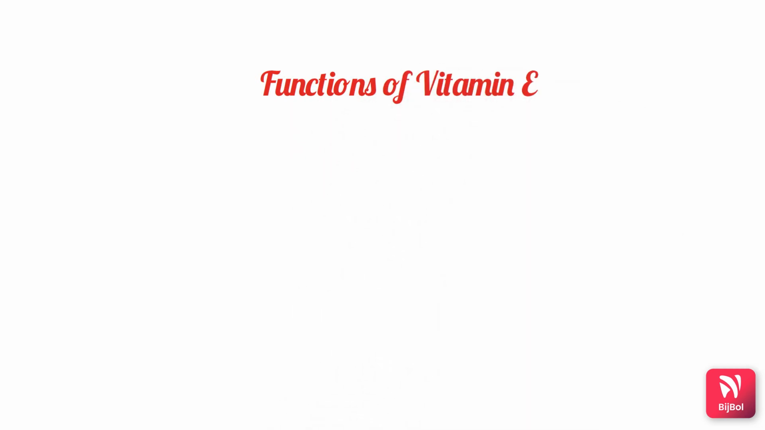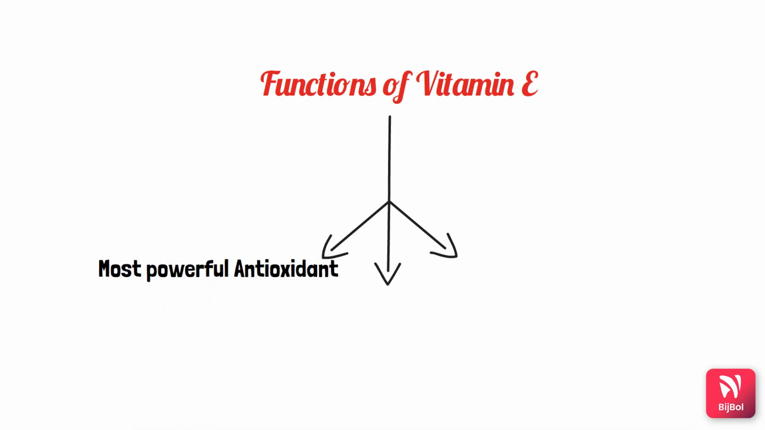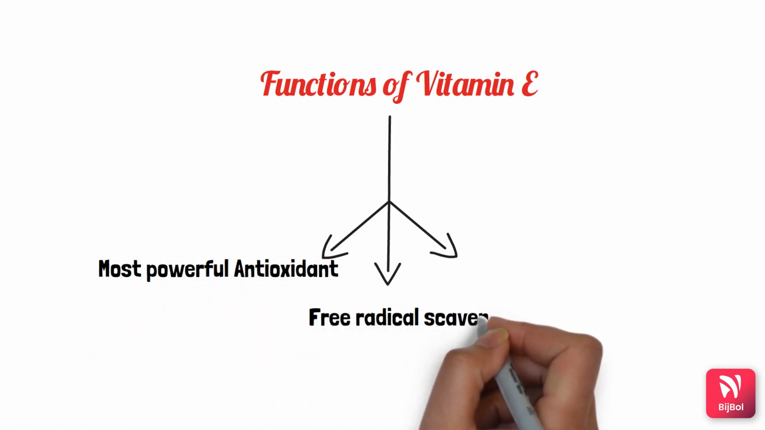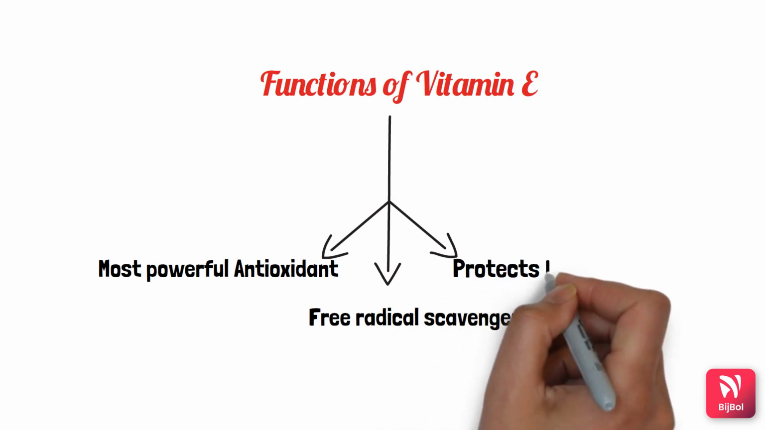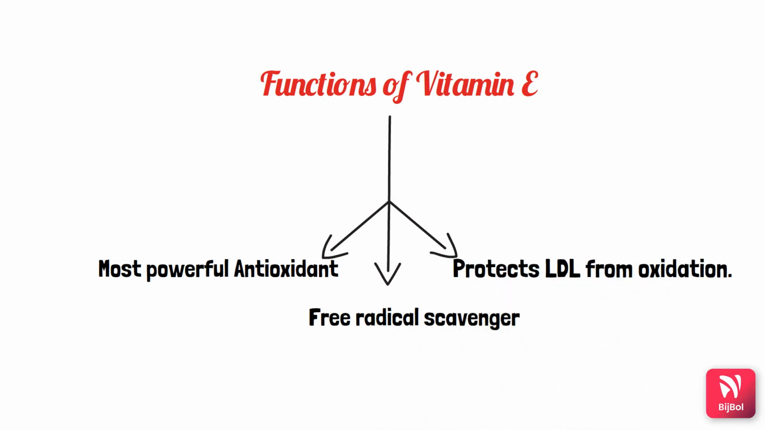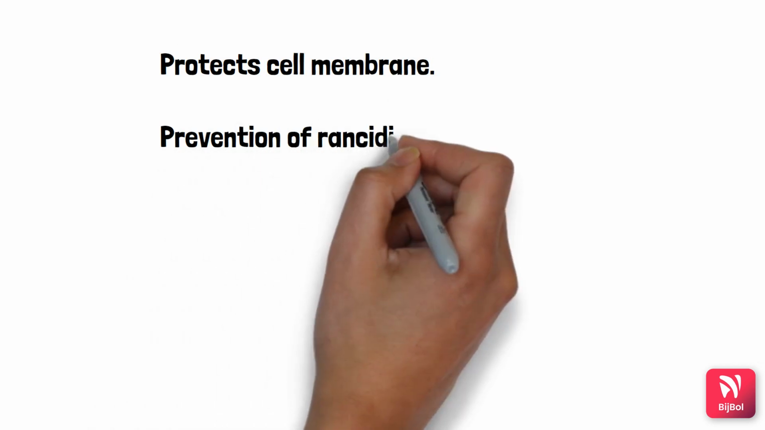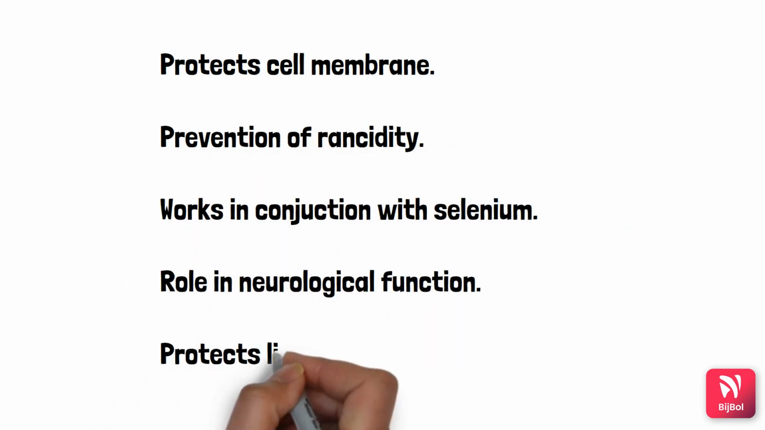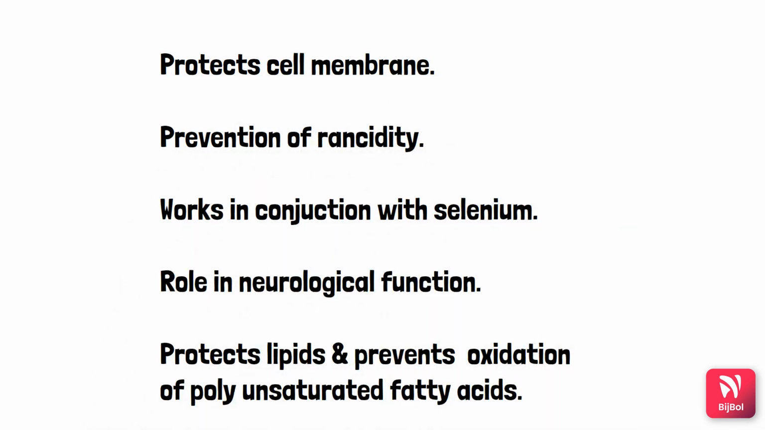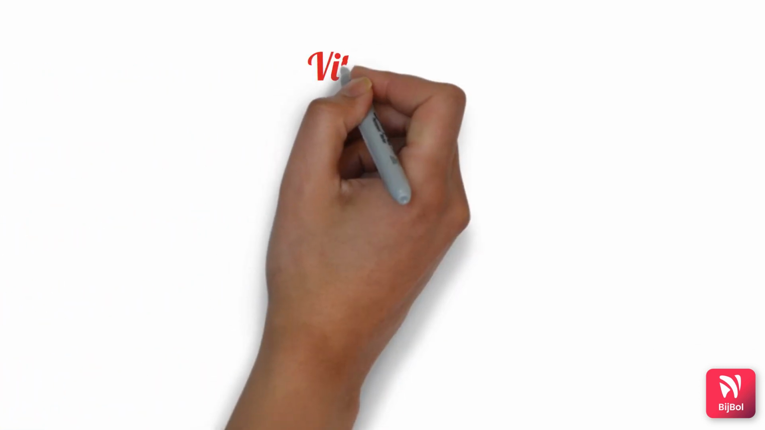Finally, let us discuss the functions of vitamin E. Firstly, we will discuss the most important functions. The first function is that it is a most powerful antioxidant. Vitamin E is also a free radical scavenger. It also protects low density lipoproteins from oxidation. Apart from them, it also protects the cell membrane. It is also helpful in the prevention of rancidity. It works in conjunction with selenium. It also has a role in neurological function. It also protects the lipids and prevents the oxidation of polyunsaturated fatty acids.